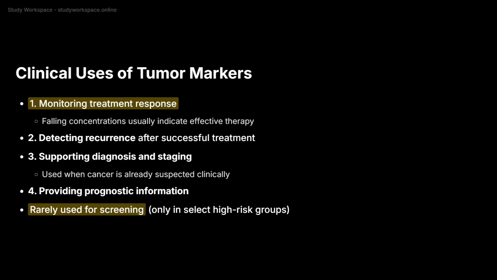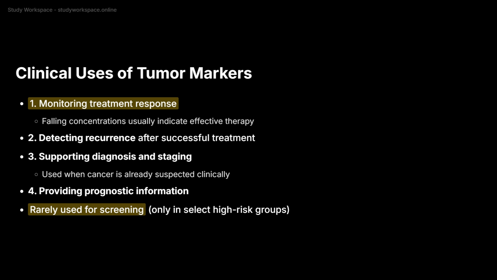Their most important role is monitoring response to treatment. If marker concentrations fall after therapy, this usually indicates that treatment has been effective. Tumor markers are also useful for detecting recurrence after successful treatment. In addition, they help support diagnosis and staging when cancer is already suspected based on clinical findings or imaging. Some markers also provide valuable prognostic information by indicating the likely behavior of the tumor.